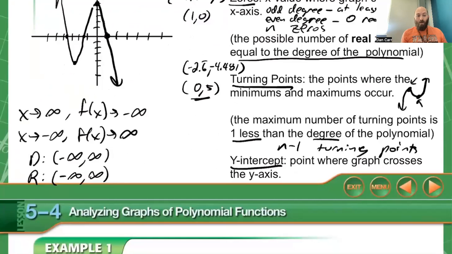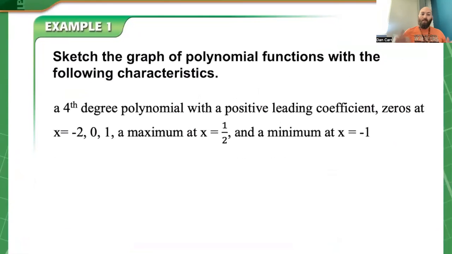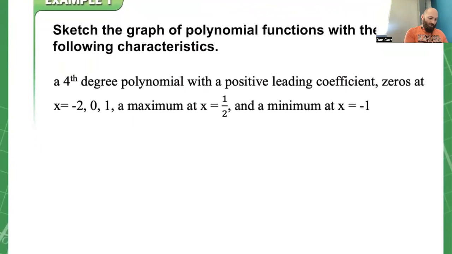The other skill we'll talk about is how do we take some descriptions and turn it into a sketch of a graph. Okay, so again, we're going to do a nice rough sketch here.